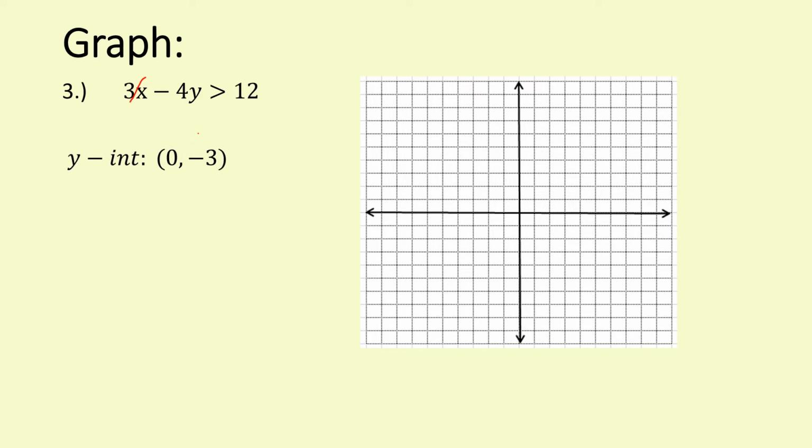Same thing for the y. Now we're going to plug in a 0 for the y, which means the y is gone. 3x equals 12. X-intercept is 4, 0. Okay, we're going to plot those 2 points. Y-intercept 0, -3. X-intercept 4, 0. Graph the line. Okay, so we have a dotted line.